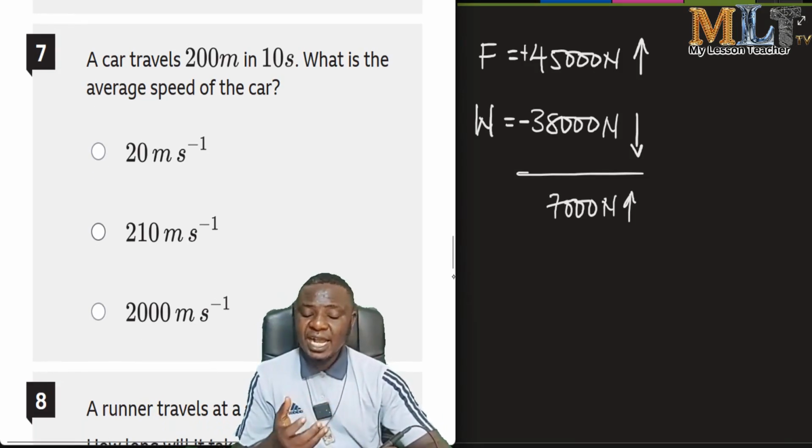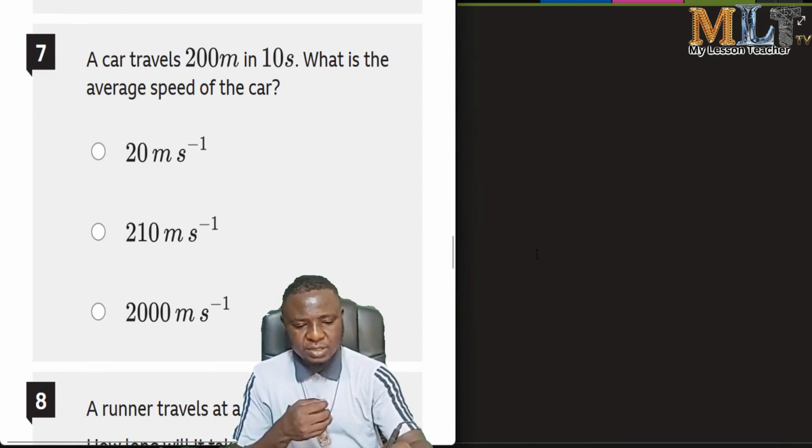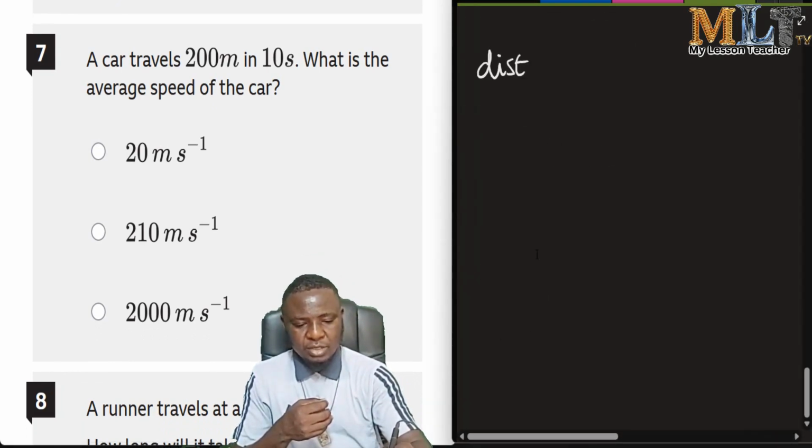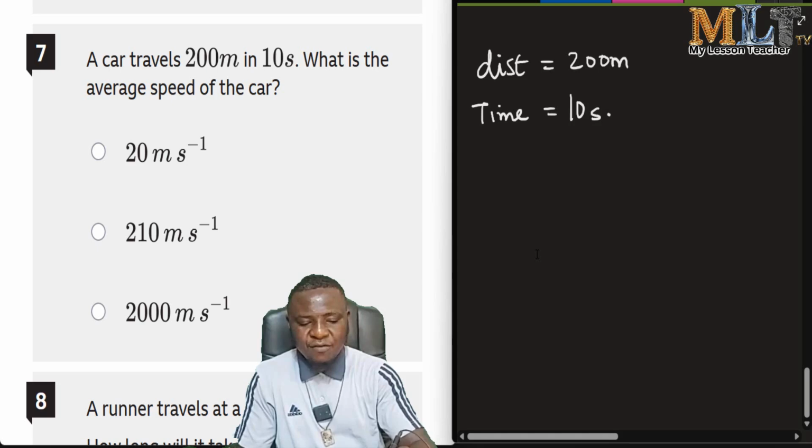Question 7 says, a car travels 200 meters in 10 seconds. Okay, so the distance is 200 meters, and the time taken is given to be 10 seconds. What is the average speed?